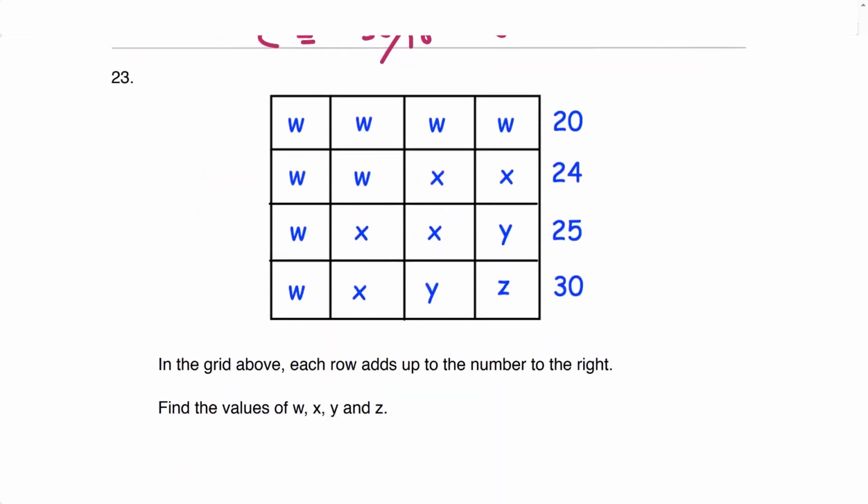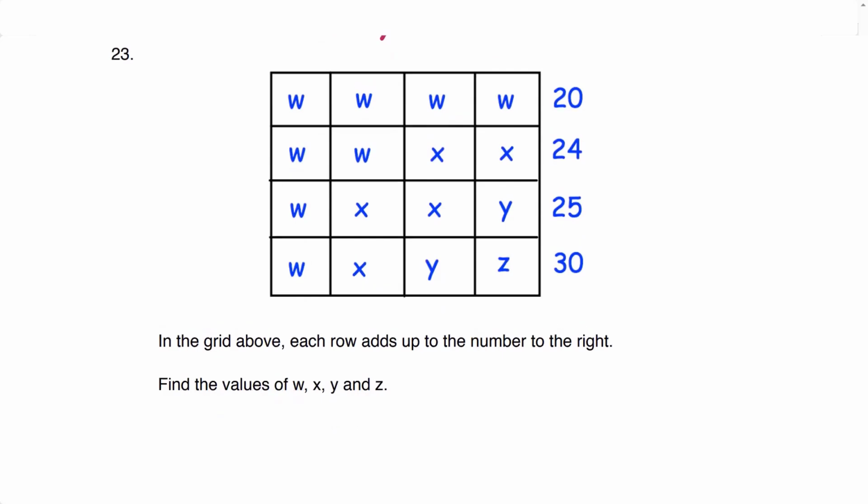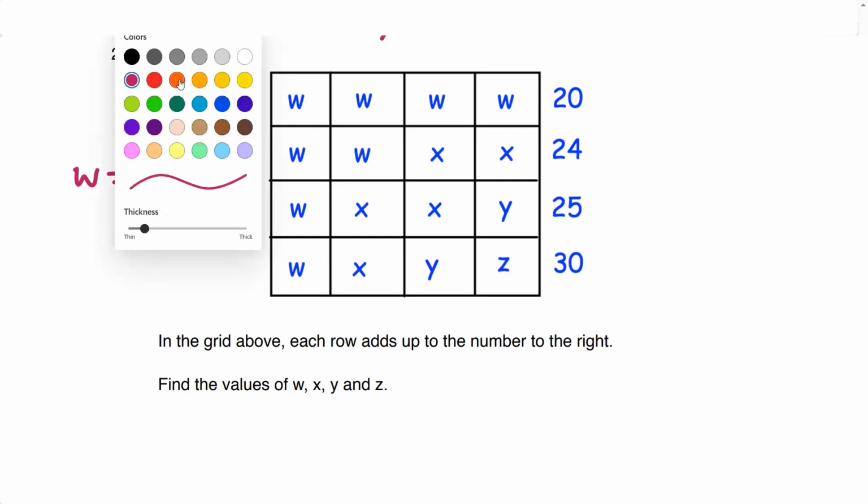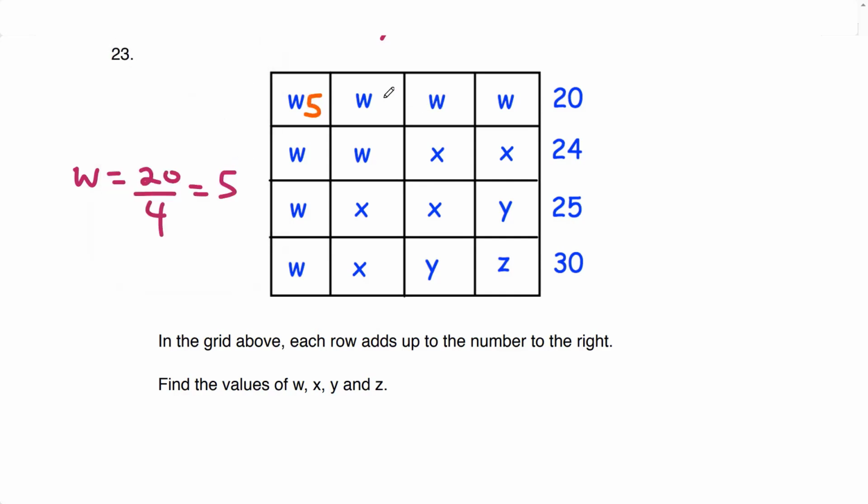And now we come to the concluding one. So basically, we want to figure out the values for x, y, and z. And the best place to start is where you have all letters the same, and that happens to be here. So if you add these 4 w's, it gives you 20. Obviously, to get w, you have to divide 20 by 4. So w is 5. So we know this is 5. So this is 5, 5, 5, and 5.